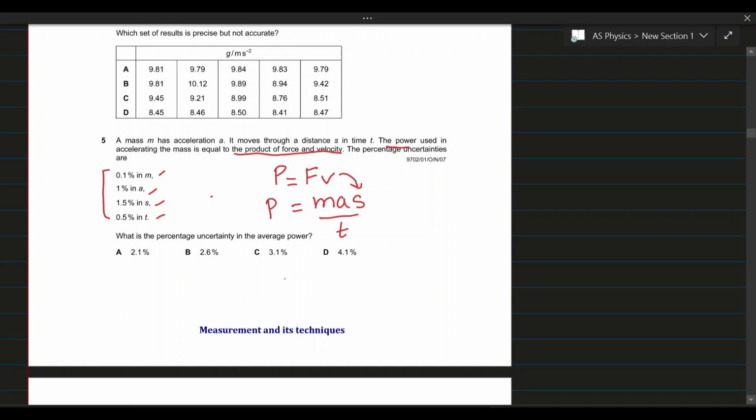We need to just add the percentage uncertainties. It is as simple as that. So percentage M plus A plus S plus T. We just need to do this, nothing else. The 0.1, 1, 1.5, 0.5. So this would be around 3.1. 3.1 would be our correct answer.